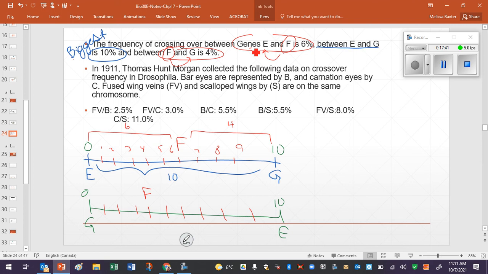Okay, so let's look at the second one. In the second one, I have all this data that Thomas Morgan collected with Drosophila, which is the scientific name for fruit flies. They could have bar eyes, carnation eyes, fused wing veins, and scalloped wings, and all 4 of those genes are on the same chromosome. Now if I take a look at my numbers in the second question, here's my biggest number, 11. So I would start my chromosome map by placing C on one end and S on the other.